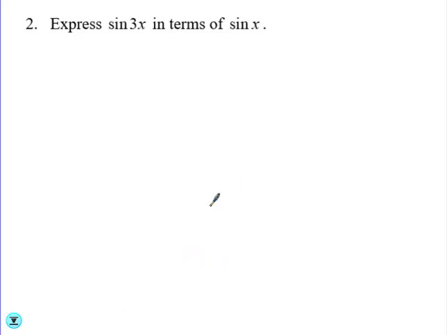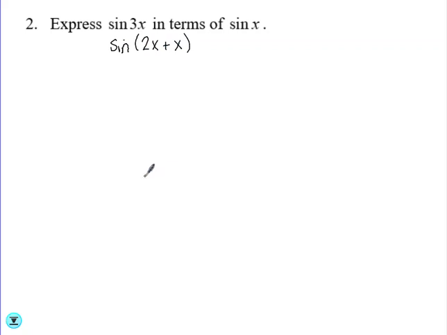For our second problem, our goal is to express sine of 3x in terms of just sine of x. We are going to need to use a couple different identities for this. We have double angle formulas, but we are not given a triple angle formula. But I can rewrite this as sine of 2x plus x.